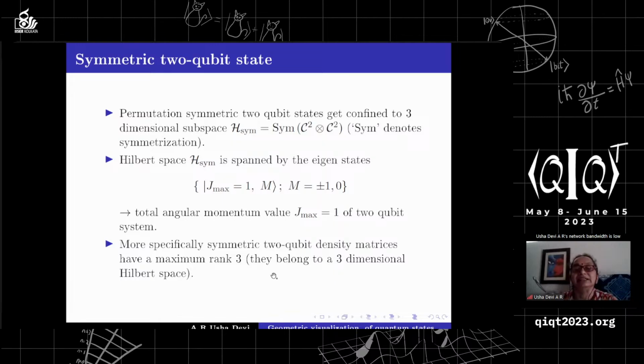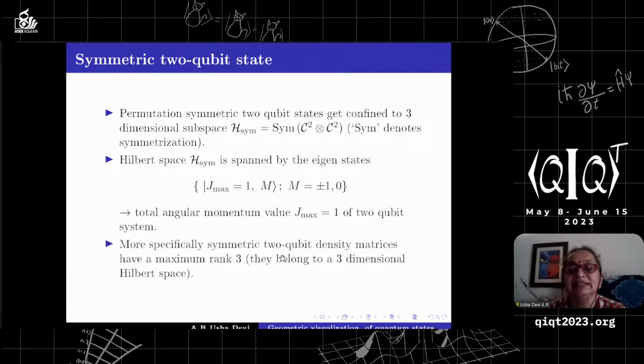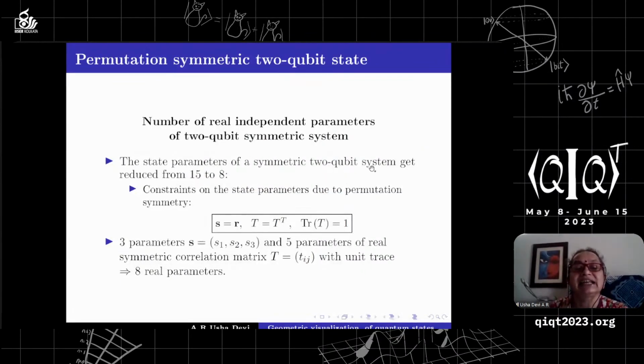So we have such a feature. But what is permutation symmetry in terms of the parameters? That is, we have been talking about states and their parameters. In general, a 2-qubit density matrix has 15 real parameters. But when it comes to permutation symmetric states, we do notice that state parameters will get reduced to 8.